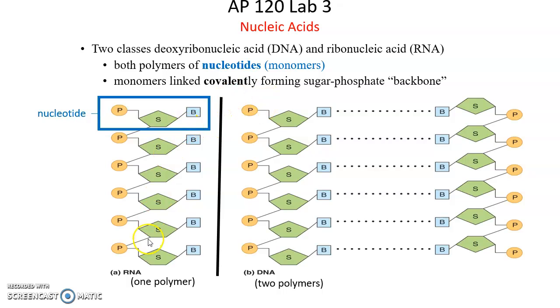Nucleotides are the monomers for nucleic acids. A nucleotide has a phosphate group, a 5-carbon sugar, and a base. What happens to form the long strand is you get covalent bonding between the sugar and the phosphate to give you that long strand of RNA or the long strand of DNA. The DNA, of course, has 2 long strands.